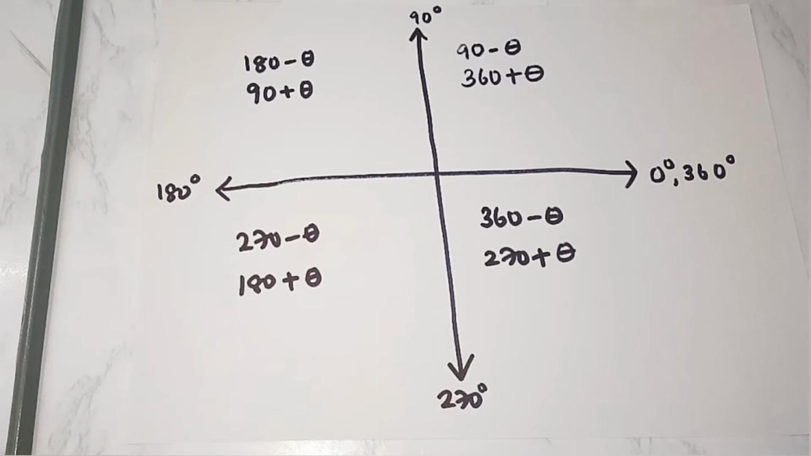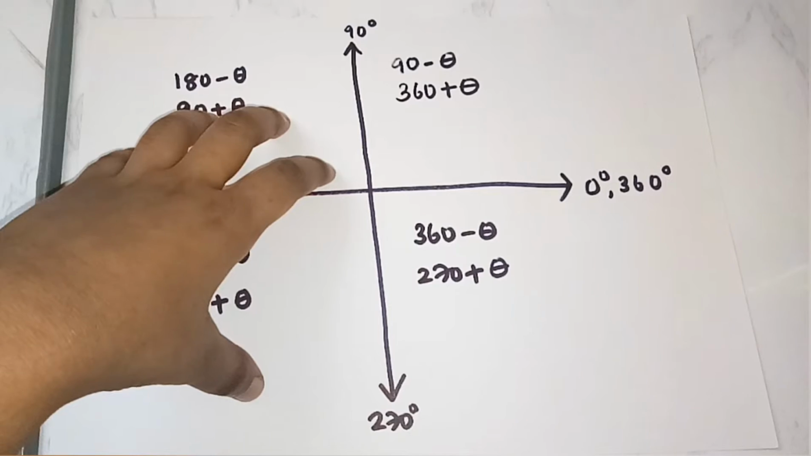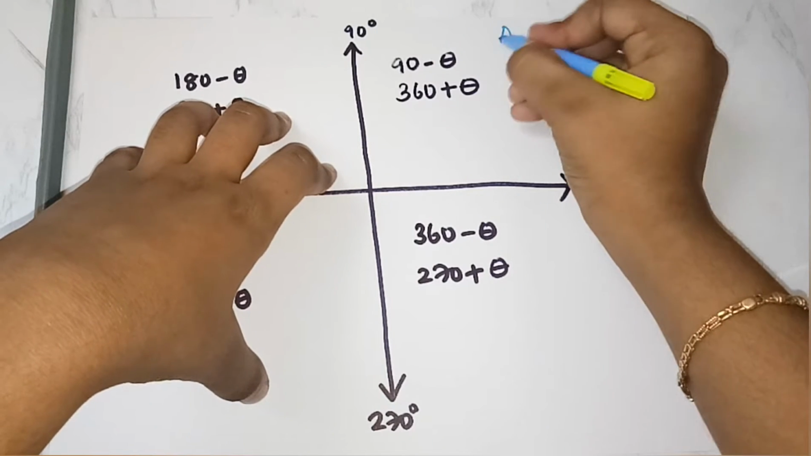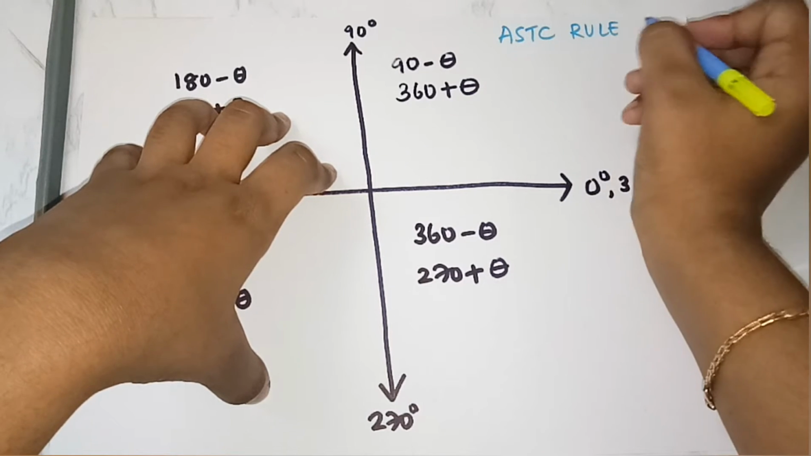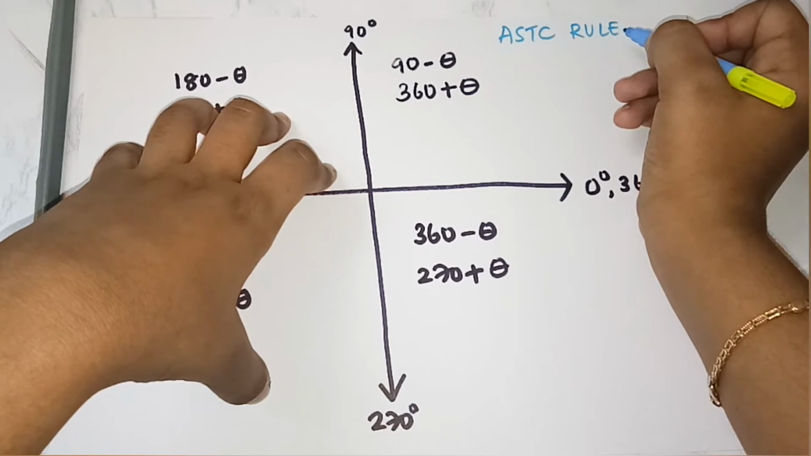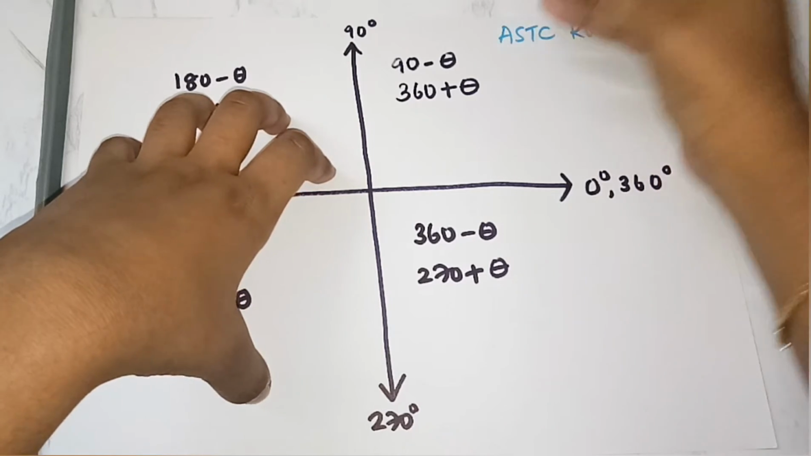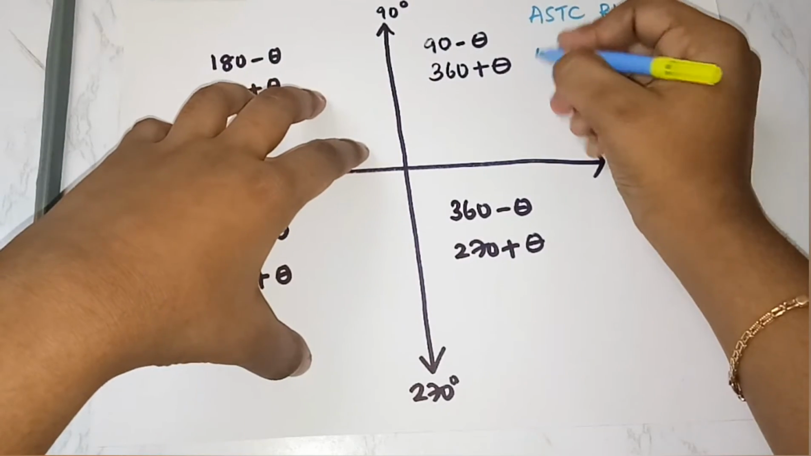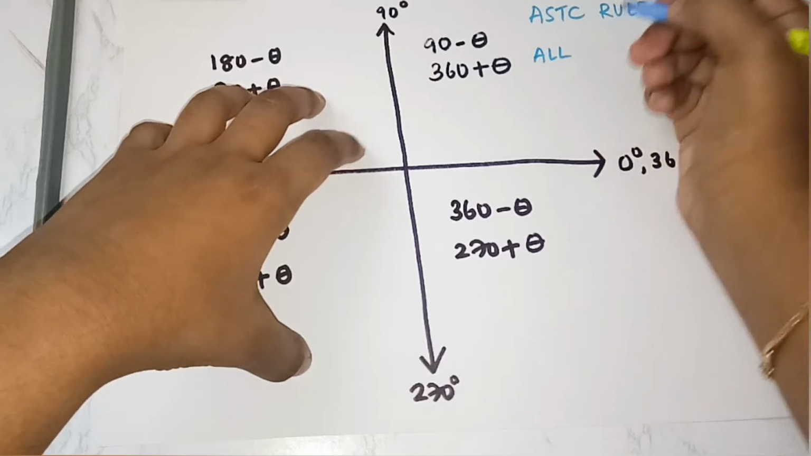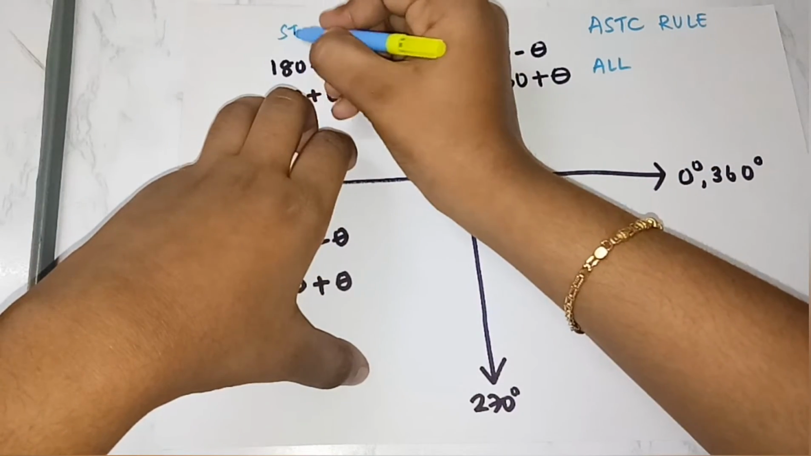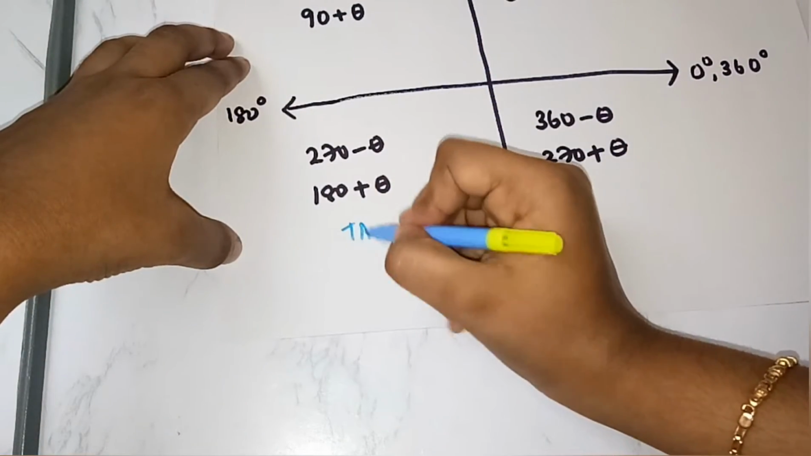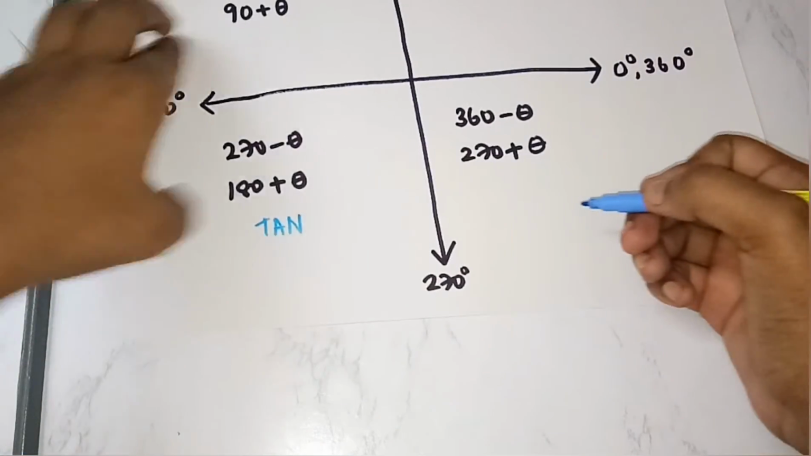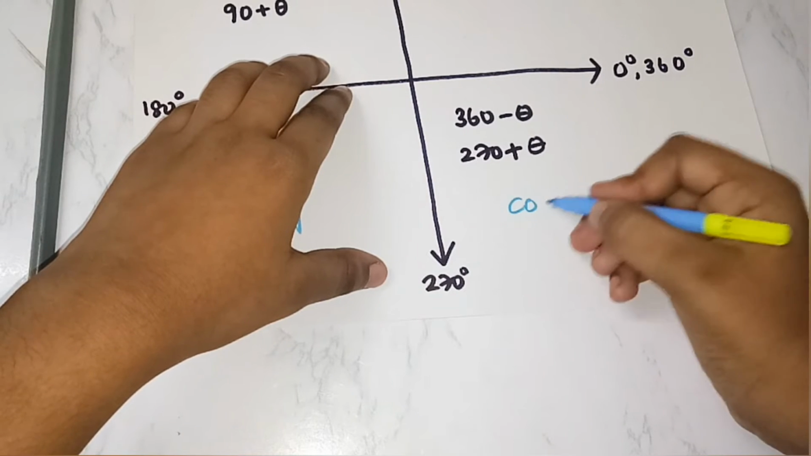Now, after we have all these foundations laid, let us talk about the ASTC rule. Now, the ASTC rule, 4 letters stand for each quadrant. A standing for all, S standing for sine, T standing for tangent, and C standing for cosine.